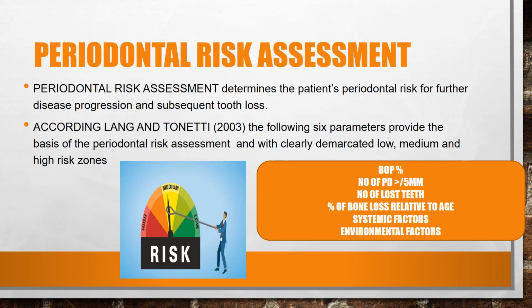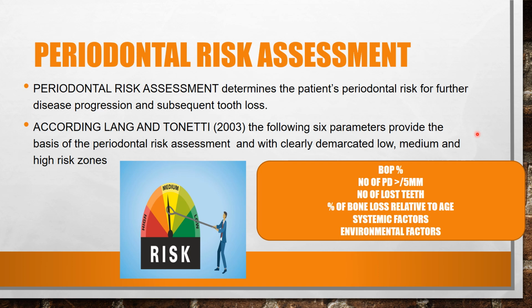So coming to the periodontal risk assessment. In the era of electronic health records, having a clinical assessment tool is very important. This allows the clinician to perform the risk assessment and develop personalized treatment plans quickly and effectively. So that is the electronic risk assessment, and there are various investigations. One is periodontal risk assessment, which determines the patient's periodontal risk for further disease progression and attachment loss. This was developed by Lang and Tonetti in 2003, based mainly on 6 parameters, and they categorized patients into low, medium, and high risk.